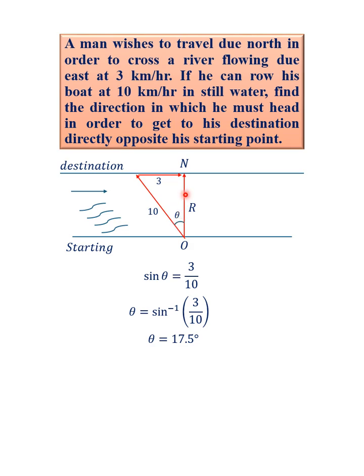So if you are moving from the north towards the west, the man must head 17.5 degrees away from the north towards the west. So we can conclude and say the man must head 17.5 degrees west of north. Go to the west from north 17.5 degrees. And this is the answer to this simple question.